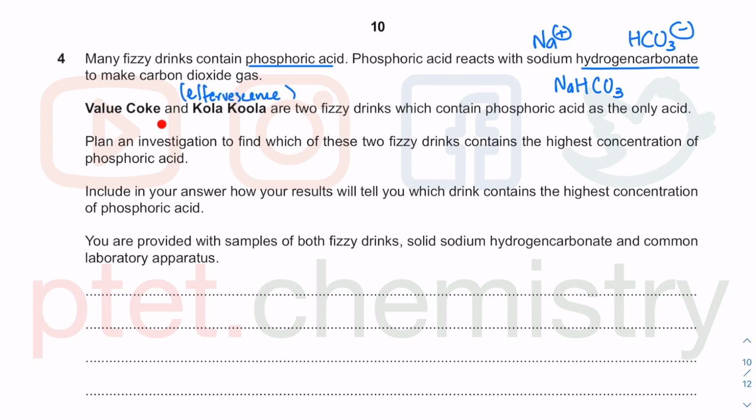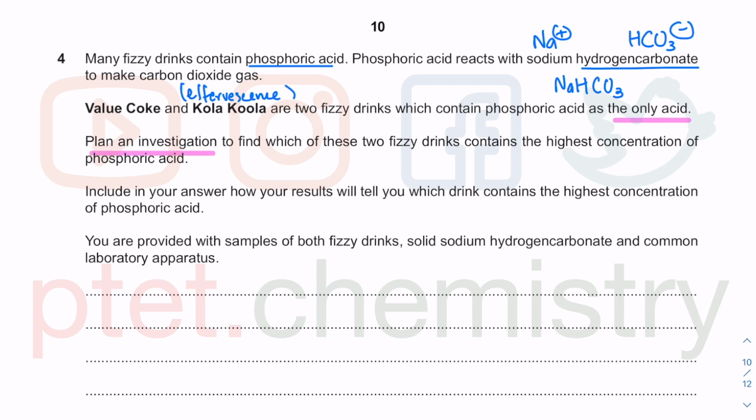So they have this Coke as well as Cola. They are called two fizzy drinks. Very, very random names, of course. These contain phosphoric acid as the only acid. So the only thing that can react with the hydrogen carbonate would have been the acid present in this drink.